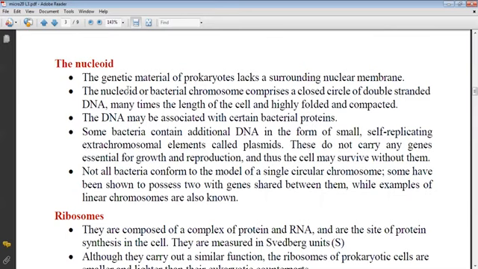Not all bacteria conform to the model of a single circular chromosome. Some have been shown to possess two with genes shared between them. أحياناً في حالات استثنائية نشوف أن خلايا بكتيرية أيضاً فيها two chromosomes. While examples of linear chromosome are also known. أيضاً في بعض الشواذ من أنواع البكتيريا هنالك الكروموسوم ما راح يكون circular وإنما linear.